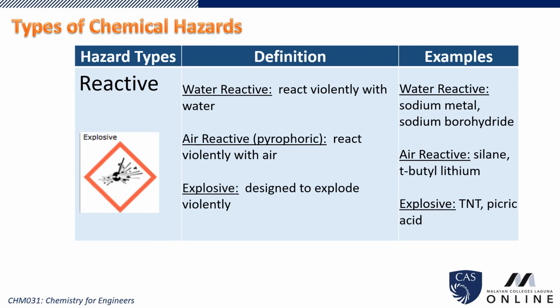Still under reactive, we have water reactive substances and they react violently with water. An example of which is sodium metal and sodium borohydride. We also have what we call your air reactive or pyrophoric and they react violently with air. Examples of which are silane and tert-butyl lithium. And lastly, we have explosives. These are designed to explode violently. An example of which is TNT or trinitrotoluene and picric acid.